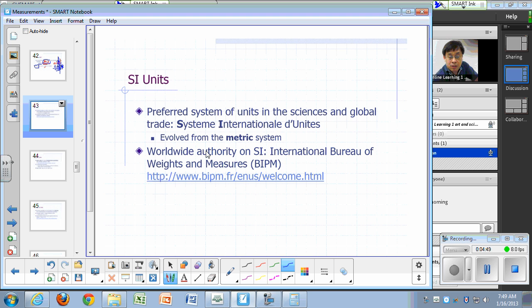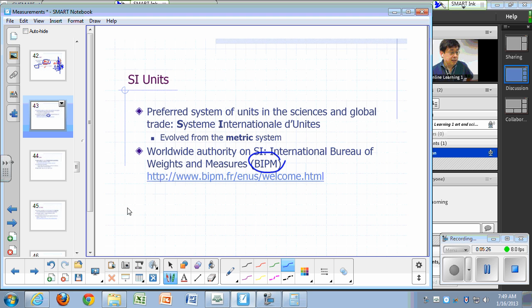The worldwide authority on SI is the International Bureau of Weights and Measures. The acronym for that is BIPM, based on the French name, which I think is Bureau International des Poids et Mesures. And this website right here, www.bipm.fr, FR is France, /en-us, that's English US, /welcome.html. If you go to that website, it gives you a link to everything you need to know about the SI system of units.